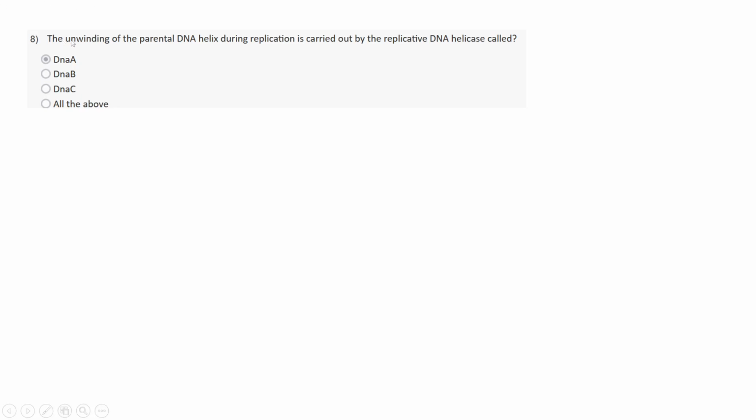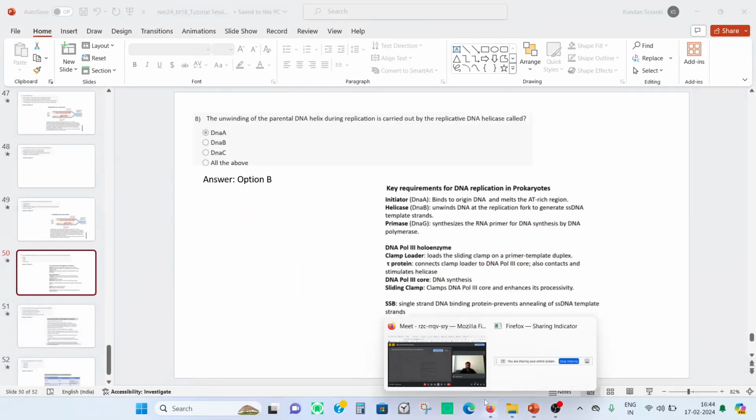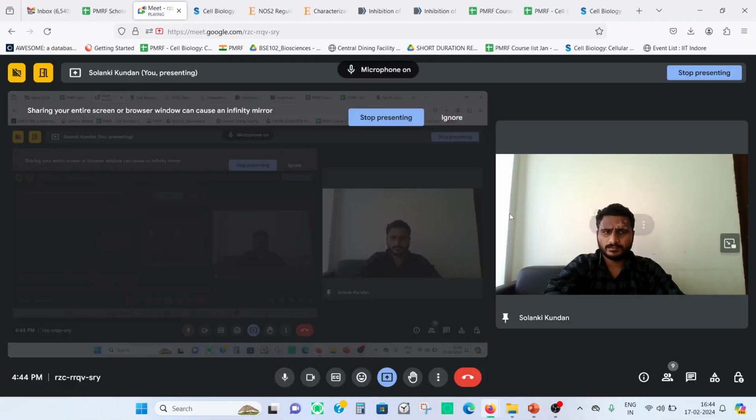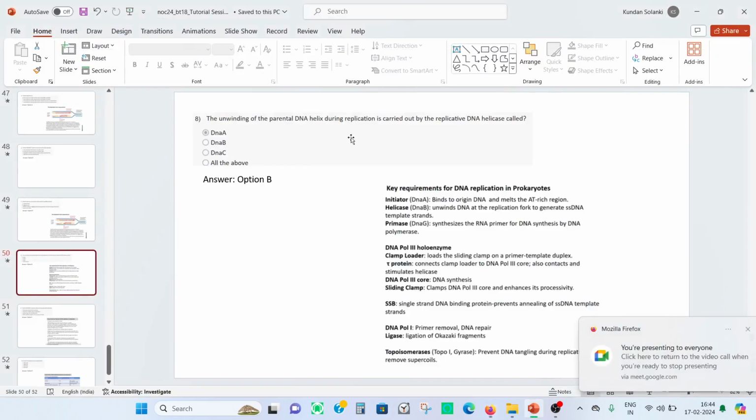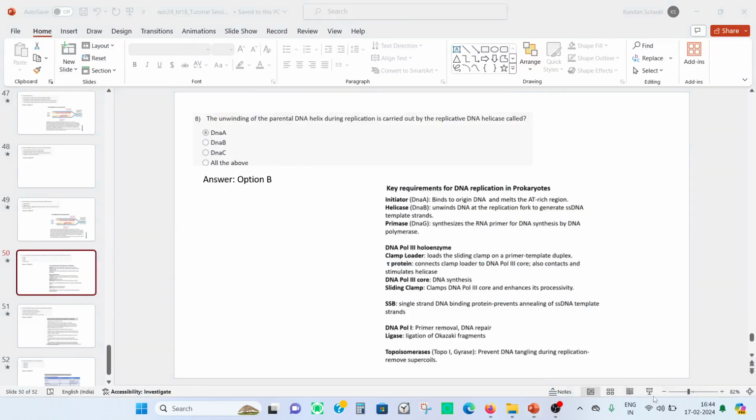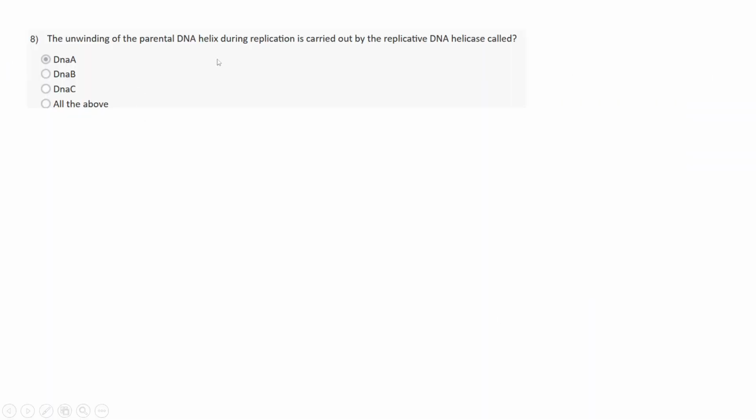The unwinding of the parental DNA helix during replication is carried out by the replication DNA helicase called. Which one of the options is correct in this case?